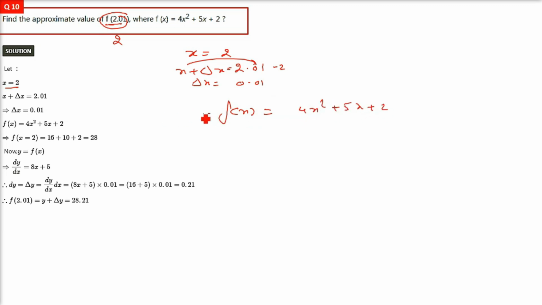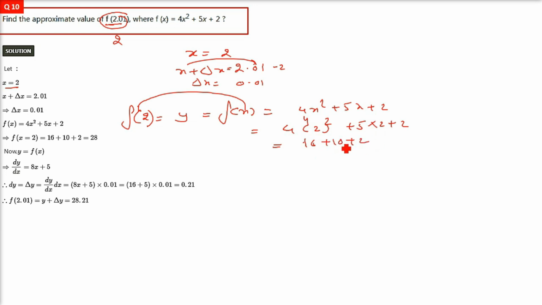First we have to find the value of y at the value of x you have assumed. So this is 2. So 4 into 2 squared plus 5 into 2 plus 2. That is 4 times 4, which is 16, plus 5 times 2, which is 10, plus 2. So it's going to be 28. This is the value of this function at x equals 2.